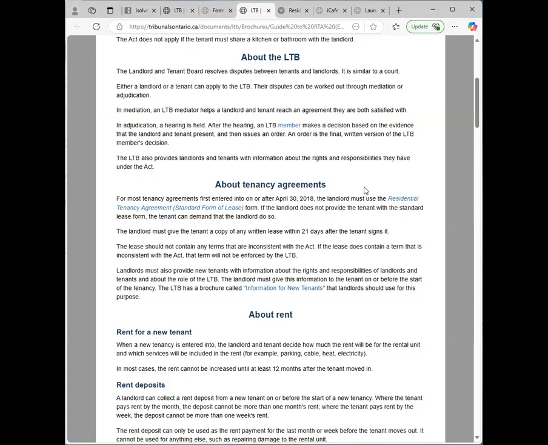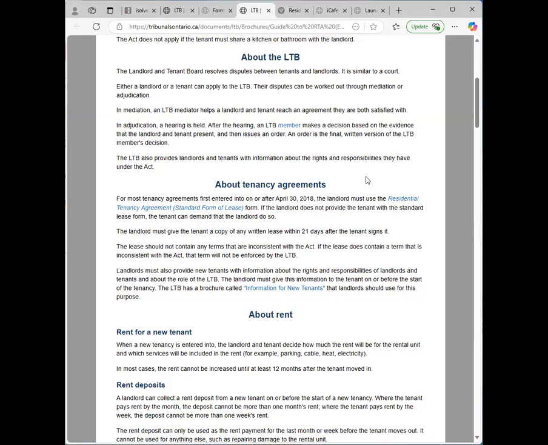But the landlord-tenant board also provides landlords and tenants with information about rights and responsibilities that they have under the act. You're going to see about 90% of what we're going to go through today is the same through almost every other location, but there's a little bit of nuances in everything, and Ontario is no different. So let's get into some of this.